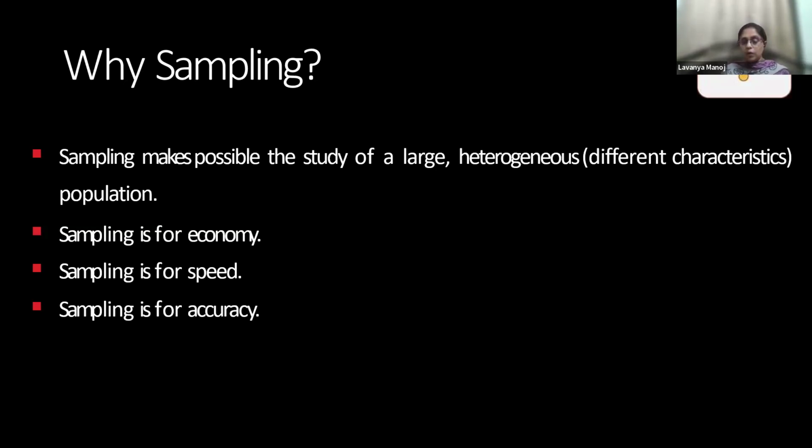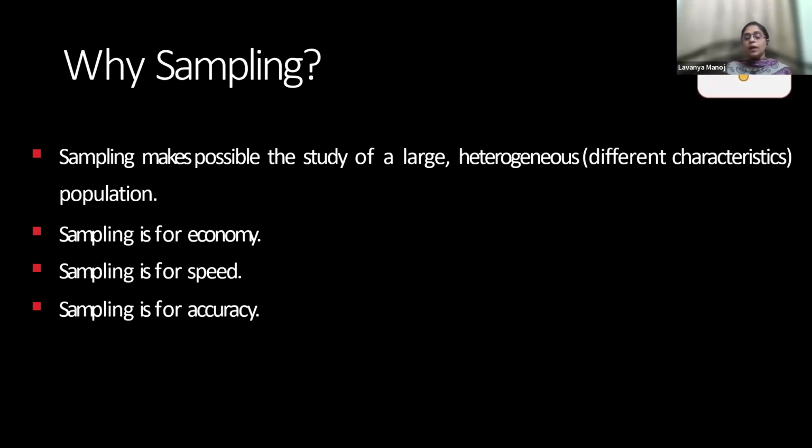So sampling is for economy, to minimize the cost, because imagine studying the population of a city which has 1 lakh. It's very extensive, so you need more money for such kind of research. So to minimize the cost, select only a few from the population. And sampling is for speed, because again it takes quite a lot of time to conduct research on a 1 lakh population in a city. So to save time, you can go for sampling.